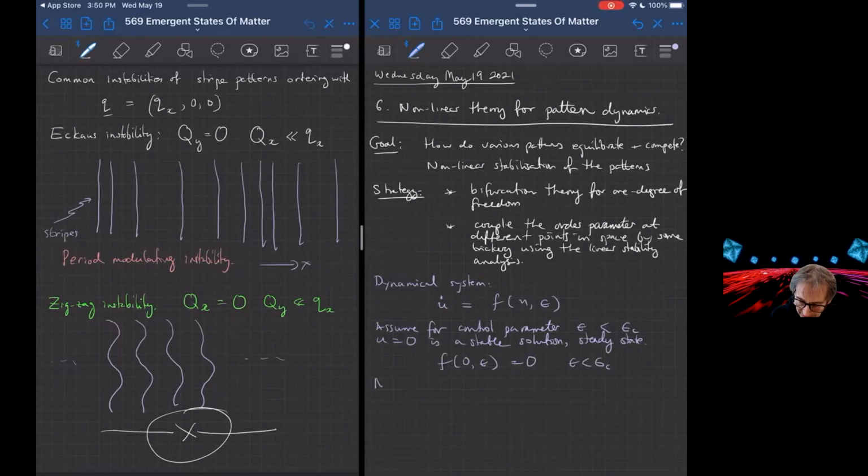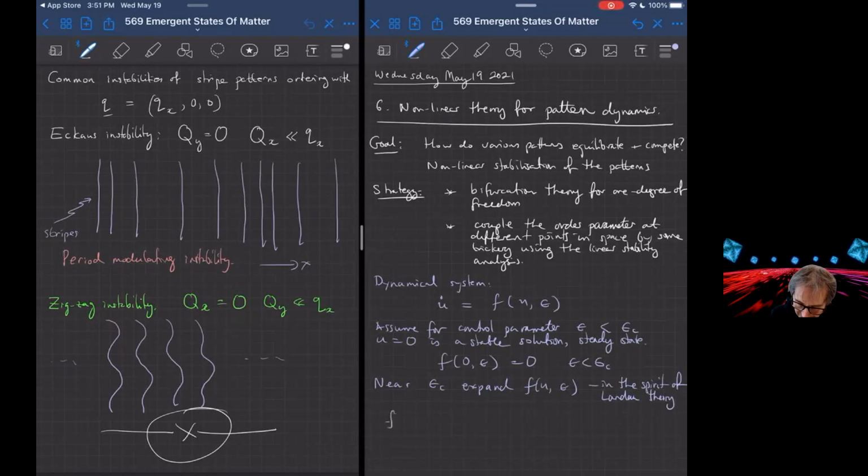So near the critical point, what we're going to do is expand f of u and epsilon. And of course, this is in the spirit of Landau theory. In Landau theory, we also sat around the critical point, and then what we did was we expanded our free energy to the lowest non-trivial power. So let's suppose that we do that here.